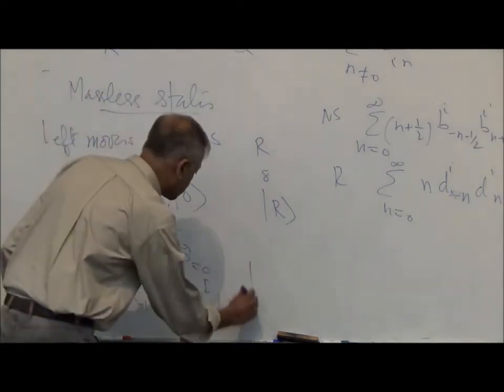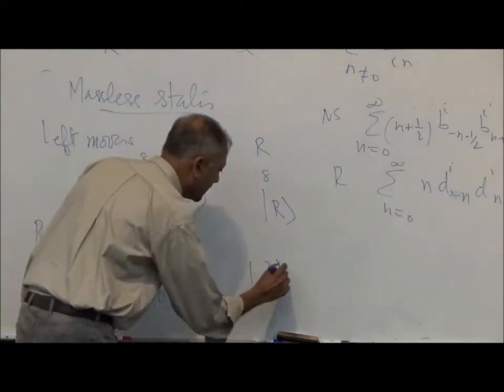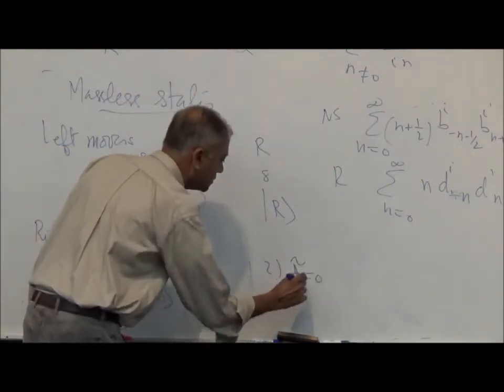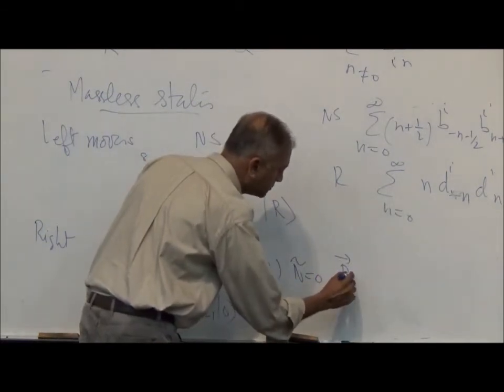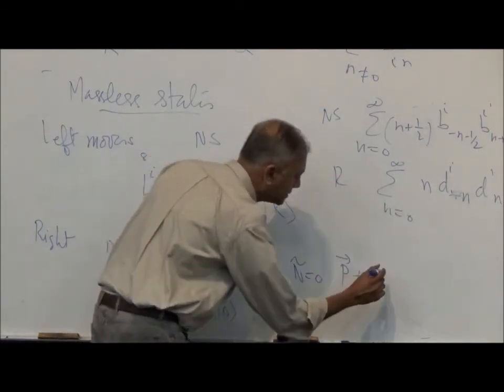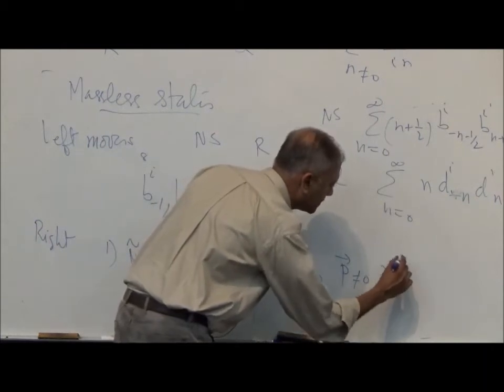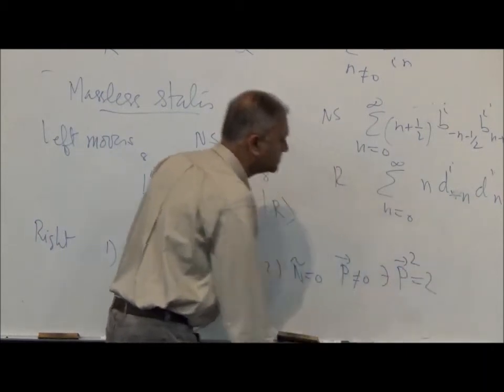But now the more interesting states are the second type, where I choose n tilde equal to 0 and the p vector is non-zero, in such a way that p squared equals 2.